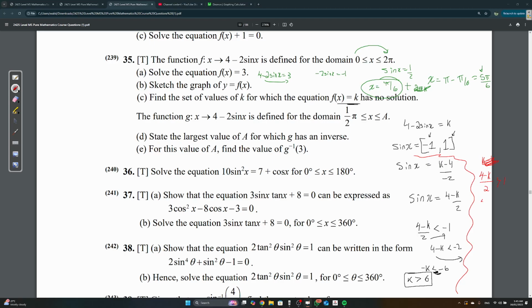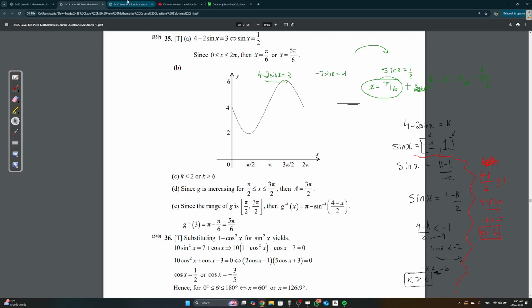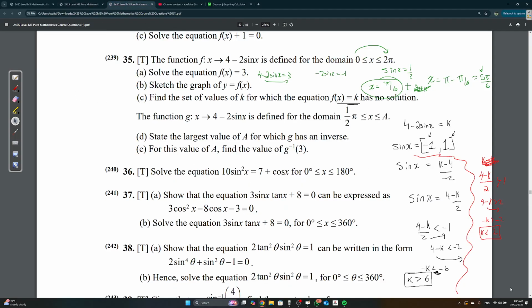You're going to get 4 minus k greater than 2. Other side, negative k greater than negative 2. Divide by the negative, you're going to get k less than 2. So for these sets of values, k less than 2 and k greater than 6. Okay, so k less than 2 or k greater than 6. Not and, or.